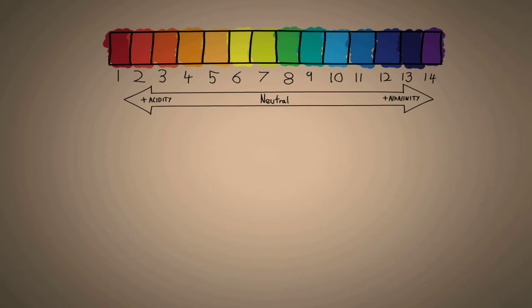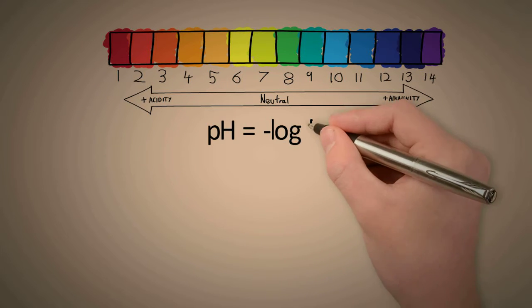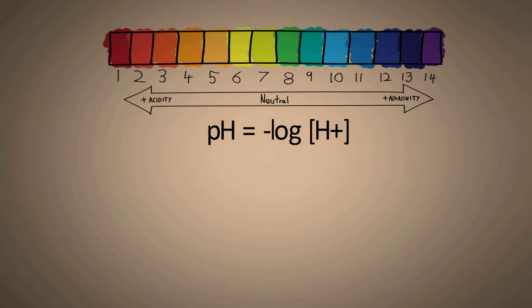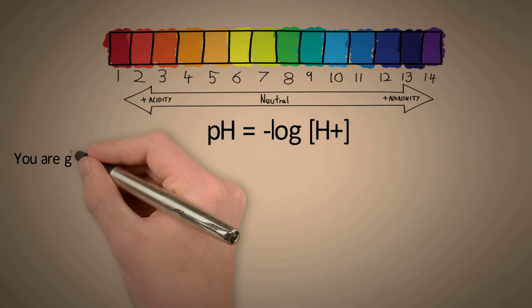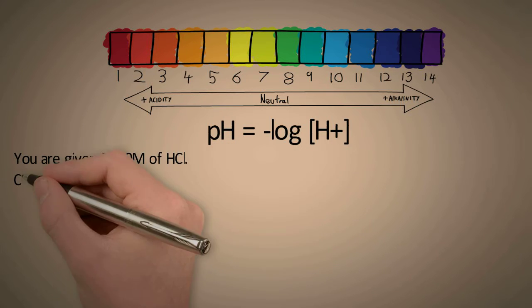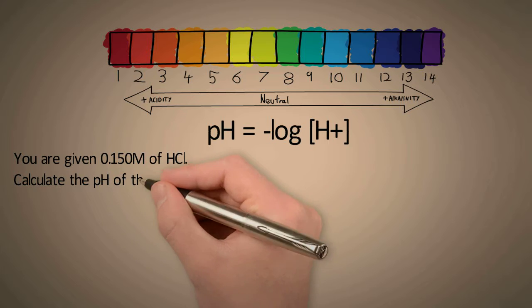pH is a measure of concentration of hydrogen ions in solution. If you're asked to define pH, always write down the equation. On the pH scale, 1 is the most acidic, 7 is neutral, and 14 is alkaline. Let's look at an example question.